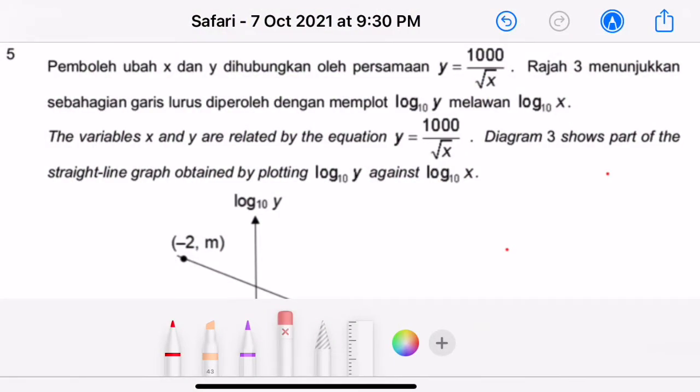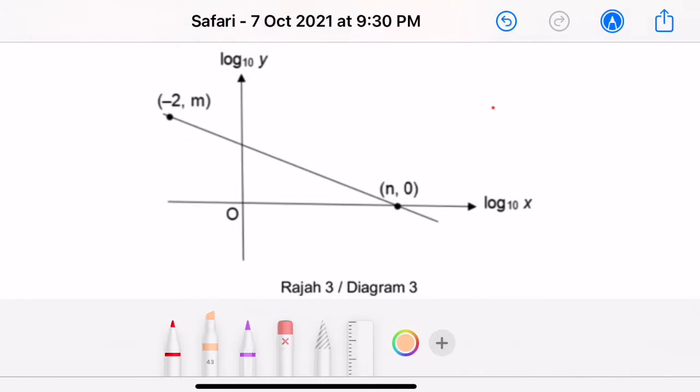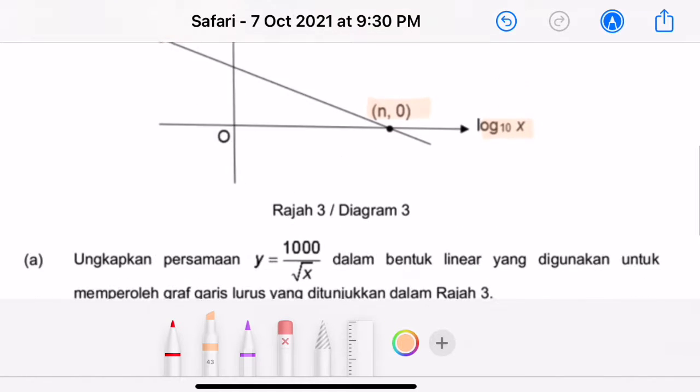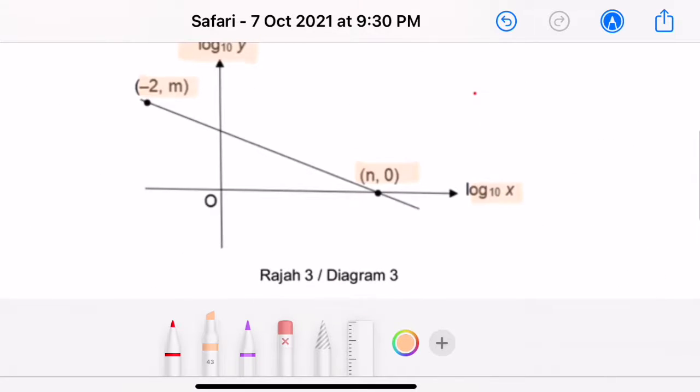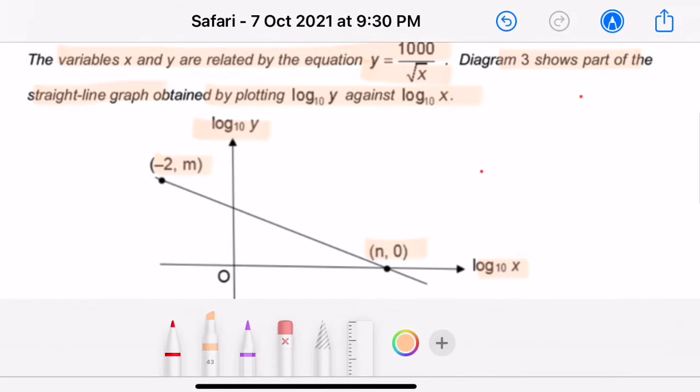This is about linear law. Normally we will start from the non-linear equation. Diagram 3 shows the straight line obtained by log 10y against log 10x. Because the gradient is unknown, we start by expressing the non-linear equation in linear form. As you can see, there is a log there, so normally we start from here.